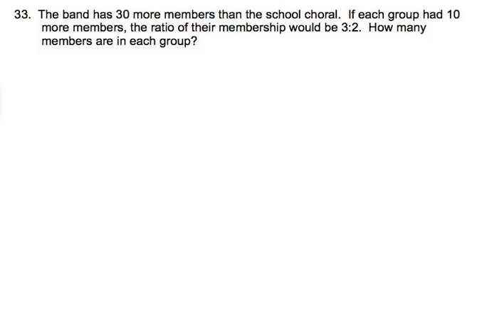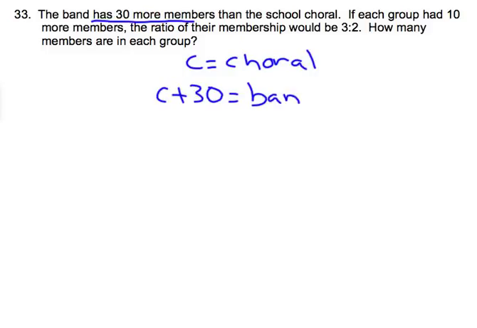And the last one that I picked for now is an equation dealing with a story problem. The band has 30 more members than the school choral. If each group had 10 more members, the ratio of their membership would be 3 to 2. How many members are in each group? Well, we're comparing the band to the choral, so make C equal to the choral. The band has 30 more members, so they're bigger, so we have C plus 30 is equal to the band.